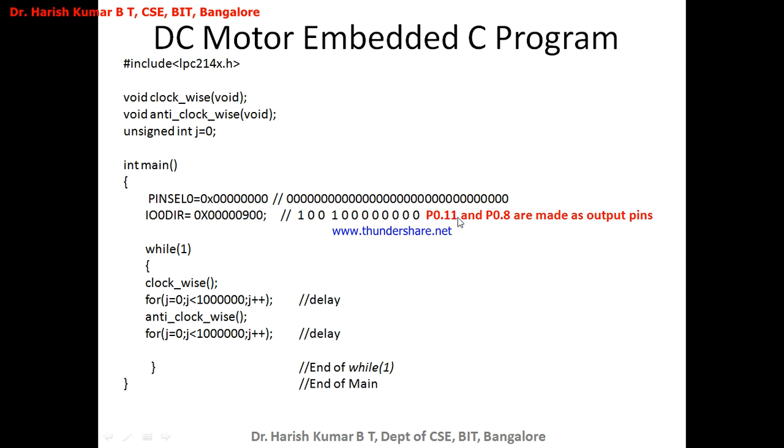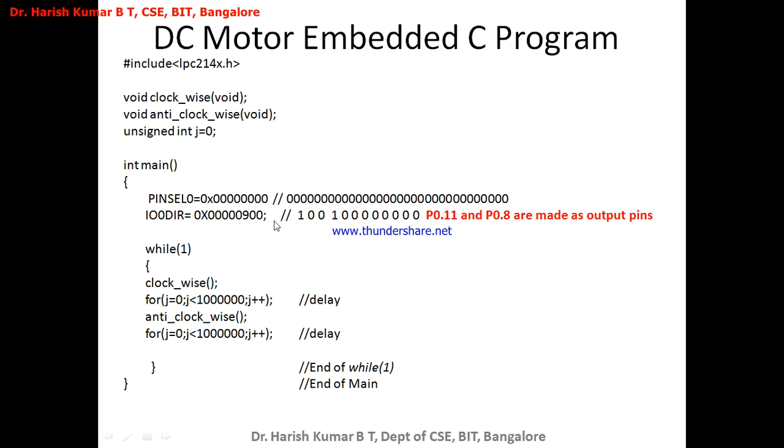Since P0.11 and P0.8 come in port 0, I have to make use of IO0DIR. If the port pins come in port 1, then I have to make use of IO1DIR. So now IO0DIR is equal to, this is the data I am assigning, 0x00000900. Now why this 9?